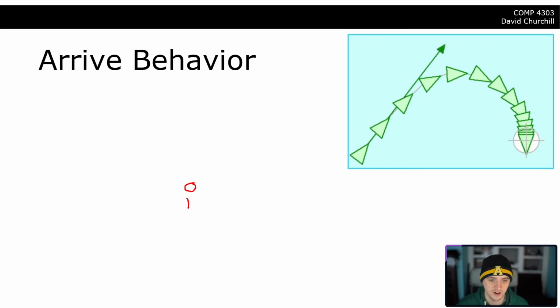Okay, so this is my target. And let's say that every frame I'm moving by this amount, right? So I've moved from here to here to here. And now what I'm going to do is overshoot my target because I'm not slowing down, right?